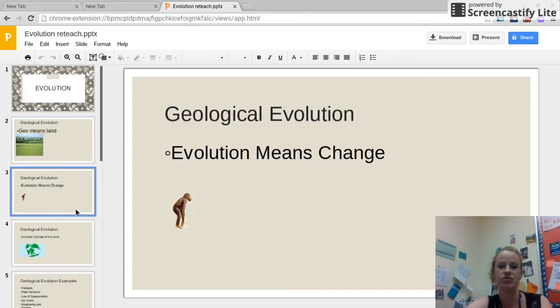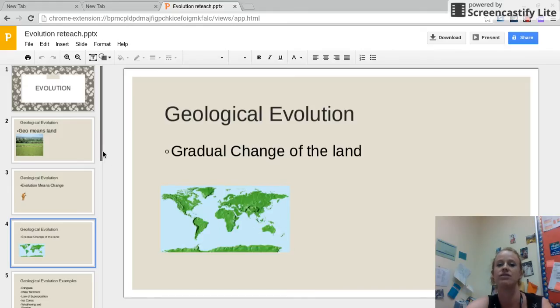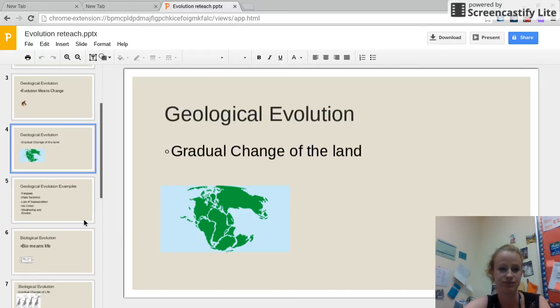We know that evolution means change. Again, it's usually gradual. It's not something that happened overnight. So if you put those two things together, geological evolution is the gradual change of the land. And I put a little picture of Pangea because that is one of the examples of geological evolution.